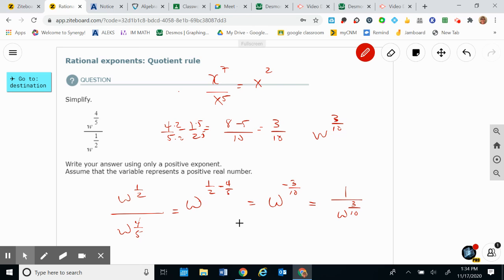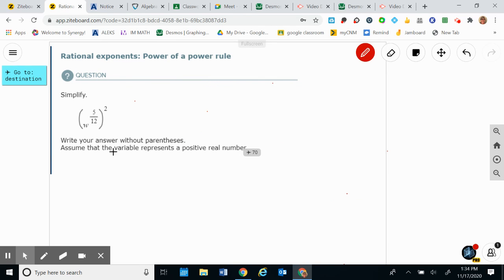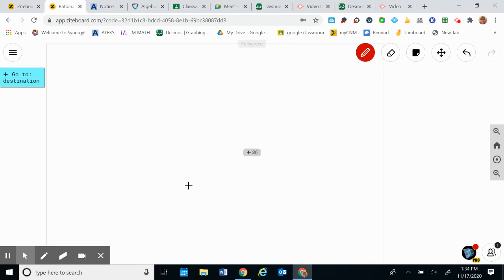Okay, next. Write your answer without parentheses. So we're doing a power to a power. All you're doing is multiplying again. So it's w to the 10/12. Oops, w to the 5/6. Always reduce it, okay? And that's it. All right, multiply. These are sort of review for you. All right, I think that's it.